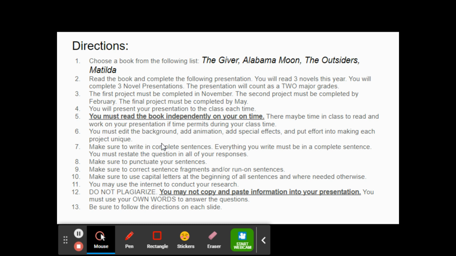All right, you must edit the background, add animation, add special effects, and put effort into making each project unique.